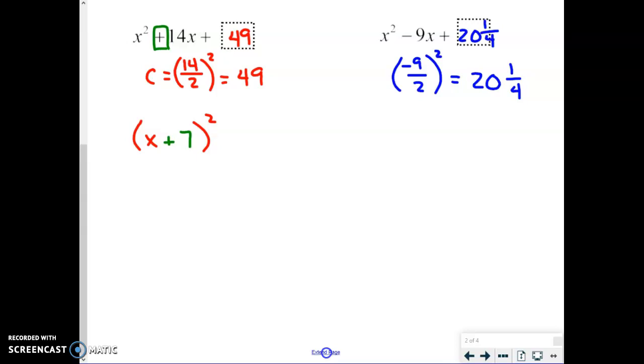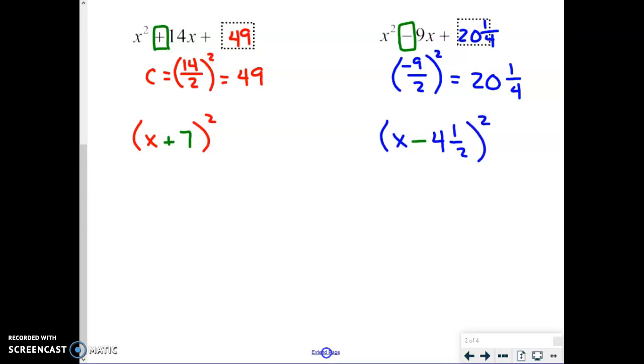And then to write that as a binomial squared, remember it is x. In this case, since the term in front of the middle term b is negative, so is our binomial sign. And the square root of 20.25, which we already said before, is 4.5, and it would be that binomial squared.